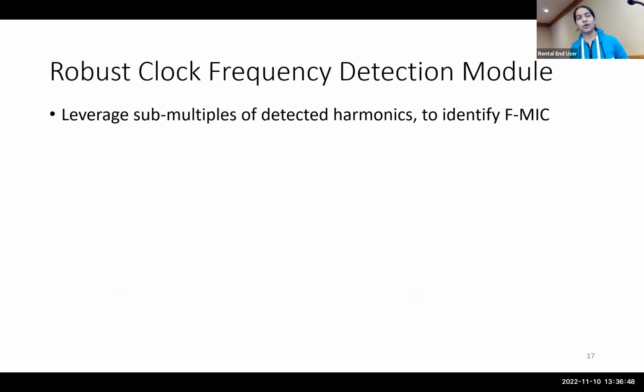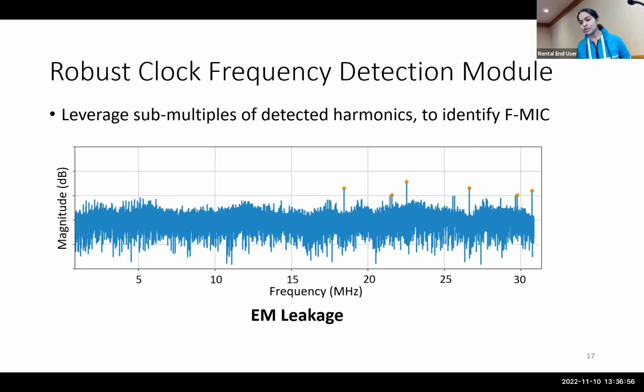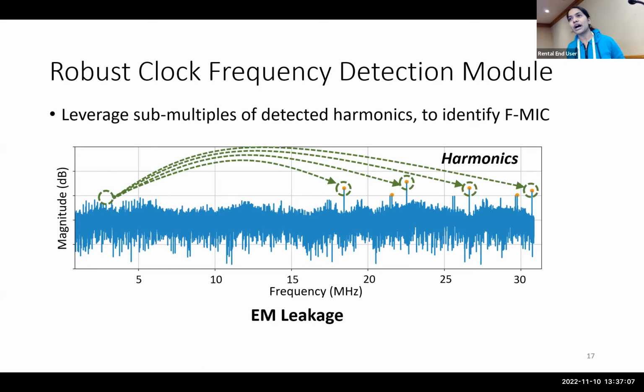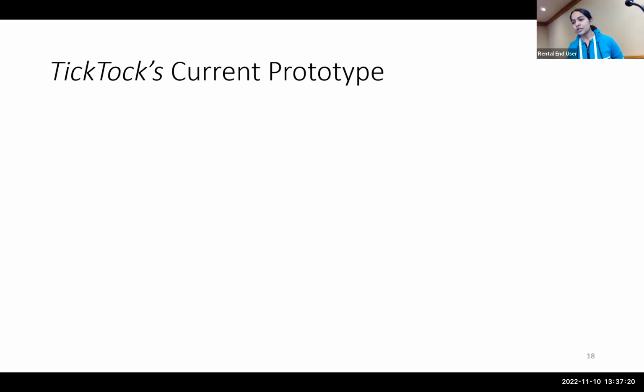So our module makes use of this fact to leverage the submultiples of the detected harmonics to finally identify the fundamental. So to reiterate, if we have a missing fundamental as well as missing harmonics, we can utilize the detected peaks to identify potential submultiples that have sufficient harmonics and identify such F-mic candidates. However, this process will lead us to many possible fundamental frequencies, and we have a pruning stage, which I wouldn't detail here.